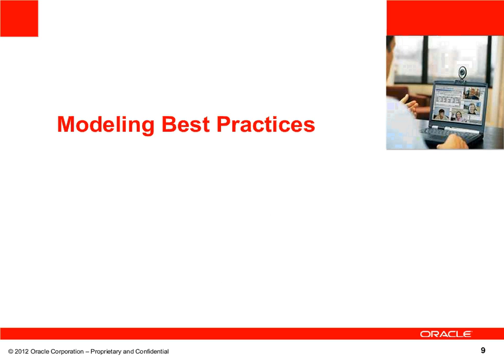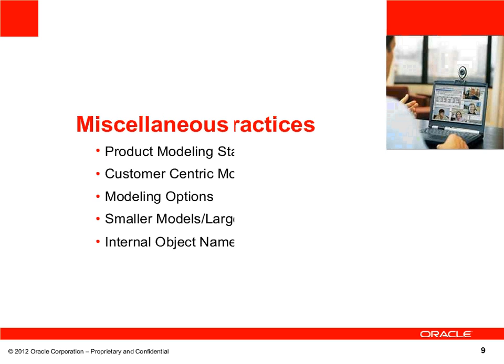Okay, then I think we should simply start with modeling best practices. Today we will simply concentrate on miscellaneous tips on class and the relationship design. So regarding miscellaneous, we will talk about the product modeling standards, about the customer-centric model, modeling options, why using smaller objects, smaller models versus larger models, and then we will have a short notice about internal object names.